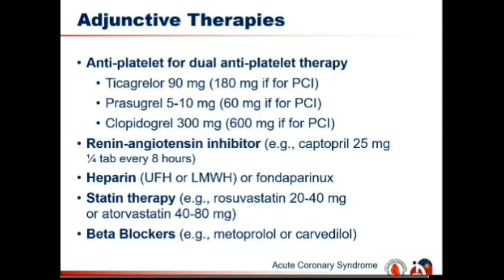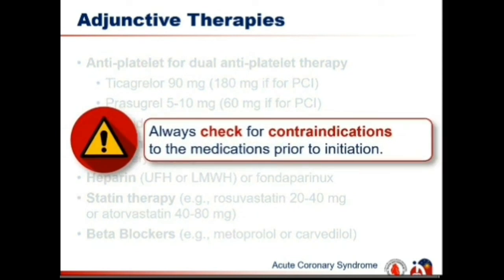Earlier adjunctive therapy has been mentioned in the management of ST elevation acute coronary syndrome and a high-risk non-ST elevation acute coronary syndrome. Adjunctive therapy include additional antiplatelet with ticagrelor, prasugrel, or clopidogrel, renin-angiotensin aldosterone inhibitors, heparin, statins, and beta blockers. Remember that you should always check for contraindications against any medications mentioned prior to initiation.